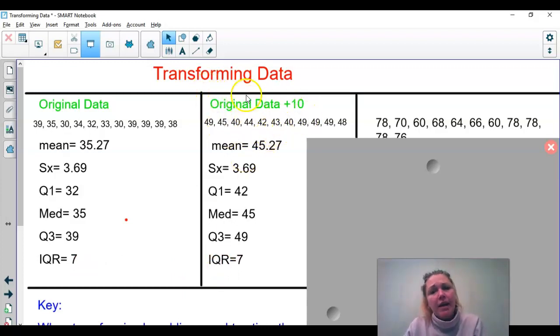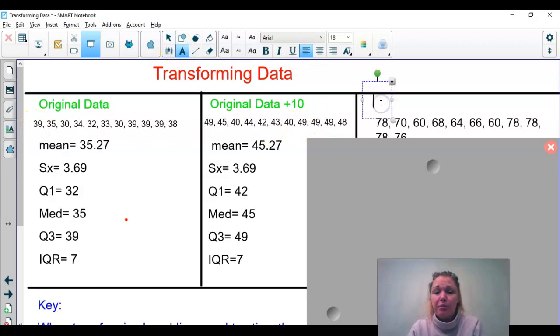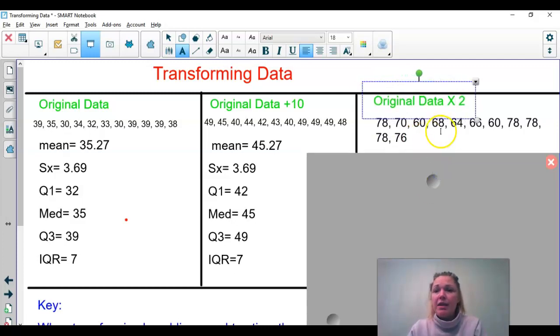Instead of adding 10 to our original data, let's take this data and multiply it by 2. So I have that over here: 78, 70, 60, 68, 64, 66, 60, 78, 78, 78, and 76. So you can see when we added 10, the mean, the quartile 1, the median, and the quartile 3 all had 10 added to them. But the standard deviation and the IQR remained the same.